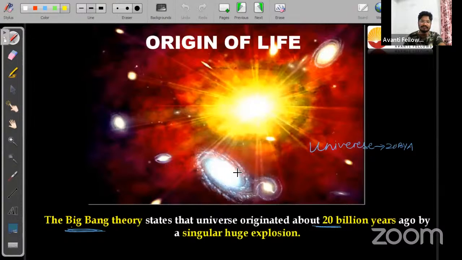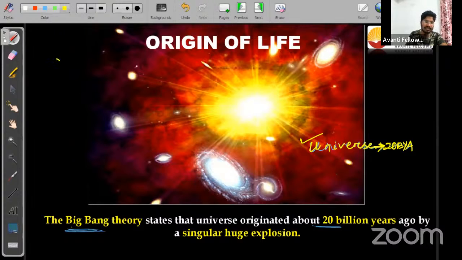The Big Bang theory tells us that the universe originated 20 billion years ago. The name of our universe is Galaxy. Our universe originated 20 billion years ago. And initially it was a molten mass which was accumulating all around. That molten mass got bombarded with certain particles, and from there that explosion happened.